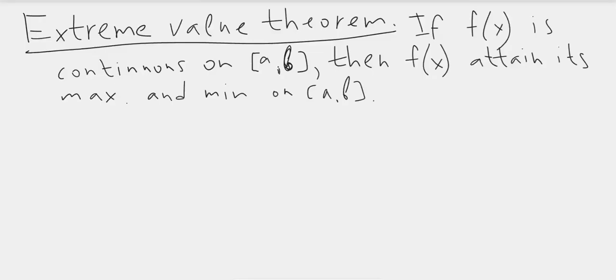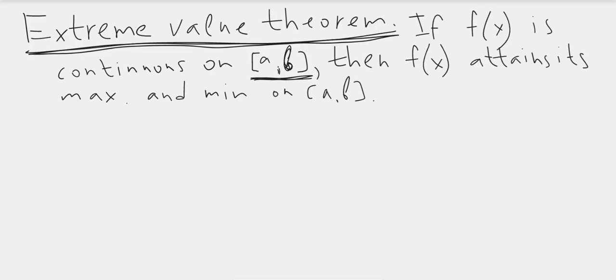Okay, so in this video I'm going to talk about the extreme value theorem. This is the statement. If we have a function f of x that is continuous on the closed interval ab, it's important that it is a closed interval, then this function attains its maximum and minimum values on the same interval.